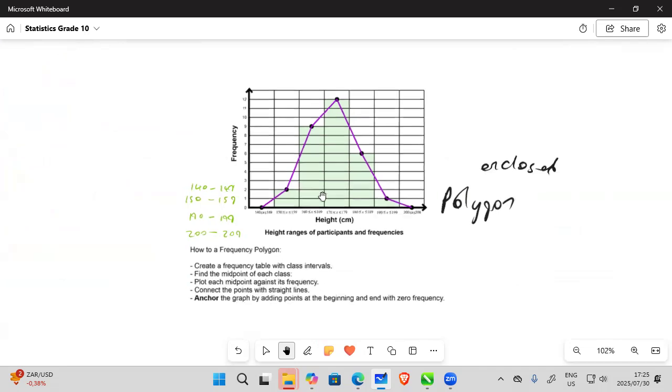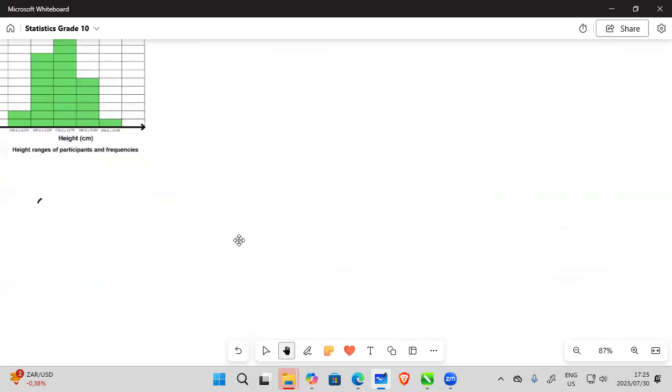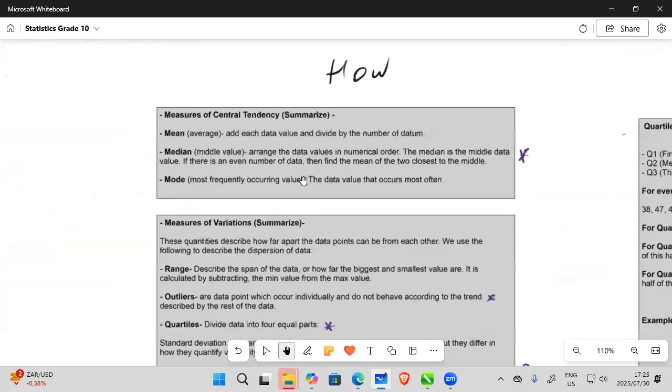Yeah, and then we can literally just skim through this one. The mean. How do you find the mean? Very simple. The mean is found by adding each data value and dividing it by the number of data. And so how do we denote it? We say x bar is equal to the sum of all of the data values, and then divide by the number of data.